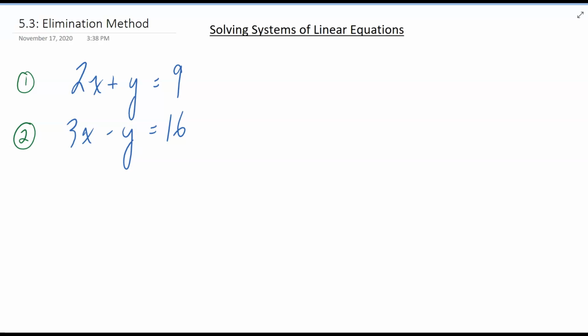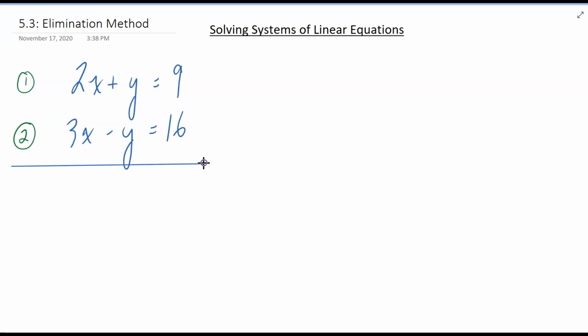The elimination method involves us eliminating one of the variables, so either the x's or the y's, from the system of linear equations, either by addition or by subtraction. So let's take a look at some examples of how that can be done.